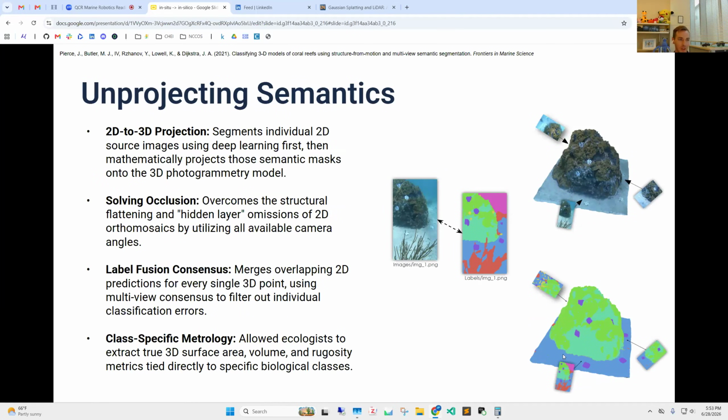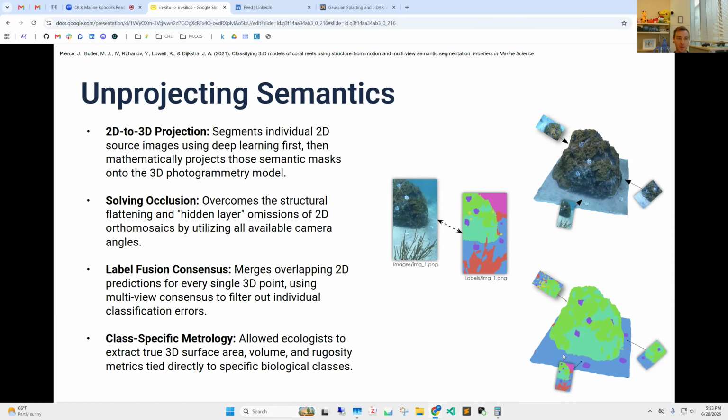The second approach, this is one of mine, was very similar in concept, but doing the opposite direction. So instead of looking at it on a face or unprojecting it to the images, what you actually do is you start out with your source images and you perform semantic segmentation on them. And then you basically hot swap the images with these semantic masks you can see here, and you reutilize the camera projection matrices that you created during the structure from motion process.